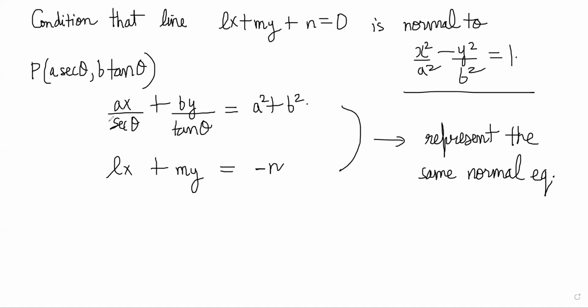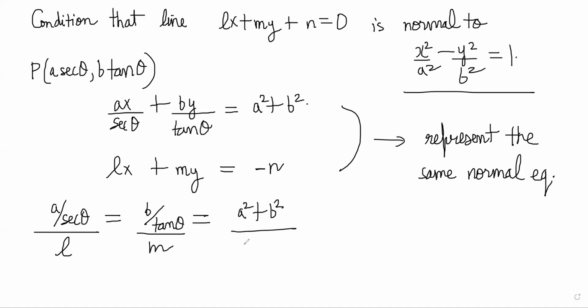So since the two line equations represent the same normal line, we can compare coefficients and we get a by sec theta divided by L is equal to b by tan theta divided by m is equal to a square plus b square divided by minus n, right? From these equations, we can easily eliminate and find sec theta.